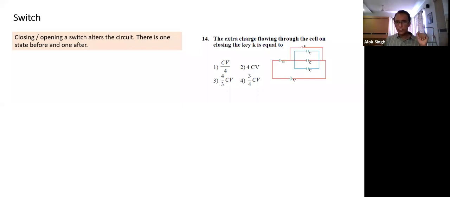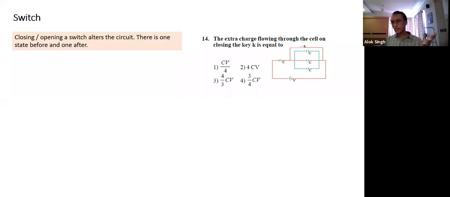So in this question, what we need to find is the extra charge flowing through the cell on closing the key K. When will extra charge flow? When the capacitance increases. So does the capacitance change when we close the switch? That's what we need to understand here. So we'll draw one circuit with the switch open, one circuit with the switch closed.